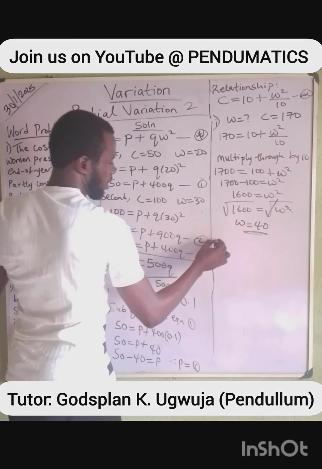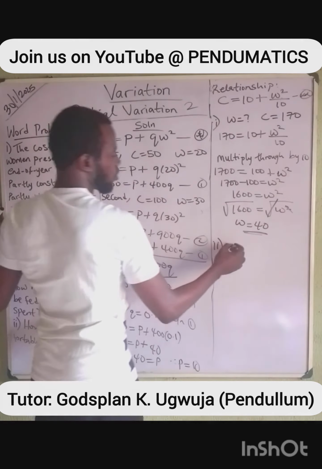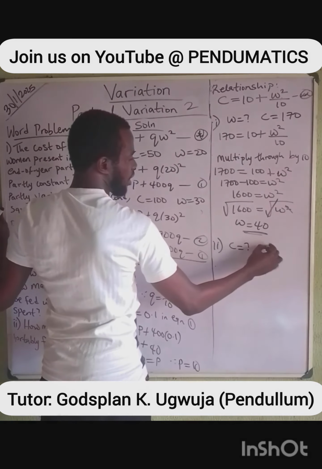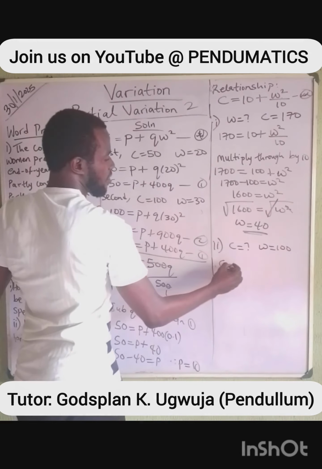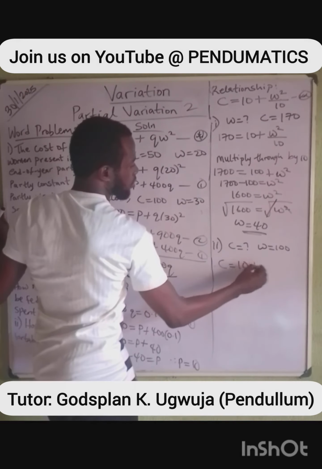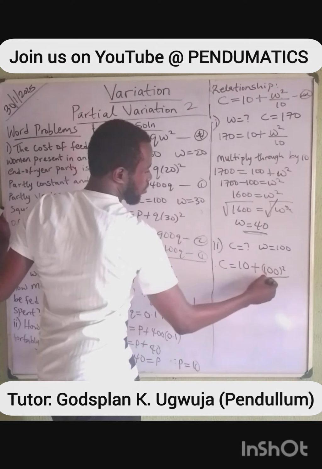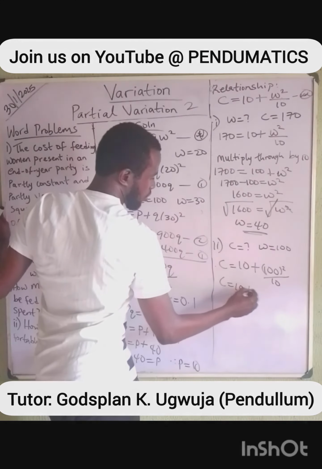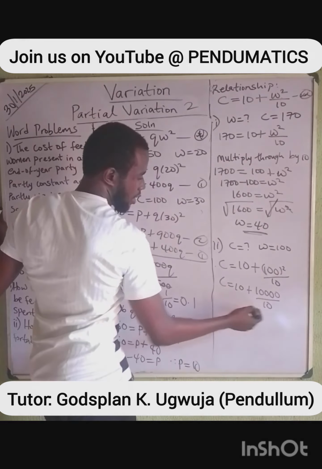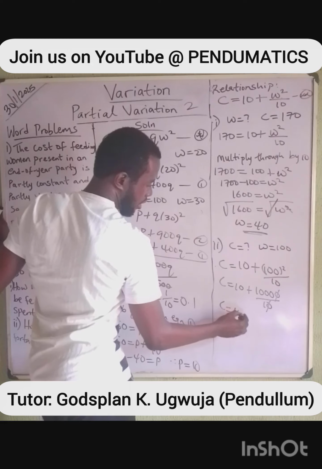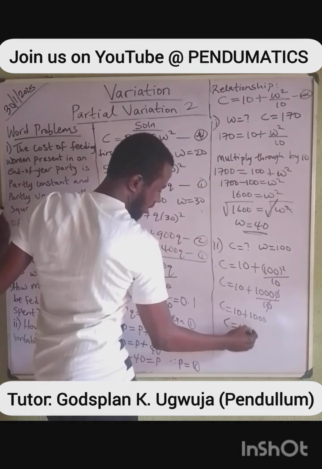Then secondly, we are also asked to find how much will comfortably feed 100 women. So how much? We are looking for C and 100 women. So let's see, we are still going to substitute them into here. C will be equal to 10 plus W square, so that's 100 square over 10. C is 10 plus 100 square is 10,000 over 10. Now I can divide this. C is equal to 10 plus 1000. C is equal to 1010.